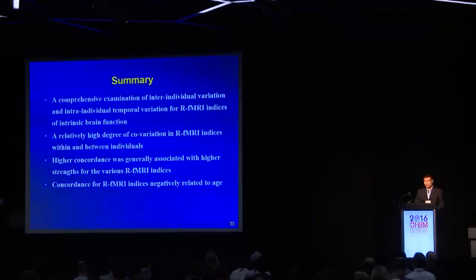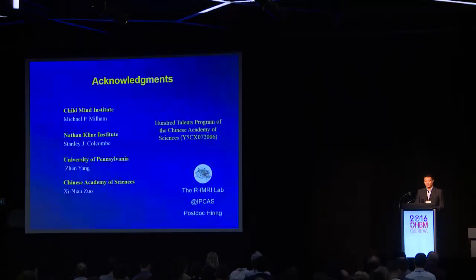So basically we provide a comprehensive examination of the interrelationships of the alpha indices. They showed a high degree of covariation, and high concordance was always related to high strength of all the various alpha indices. And the concordance of the alpha indices was negatively related to age. I would like to thank my collaborators and the funding. Thank you very much for your attention.